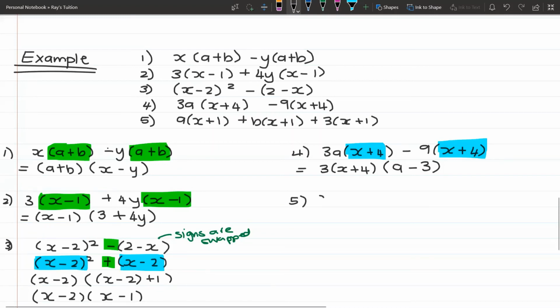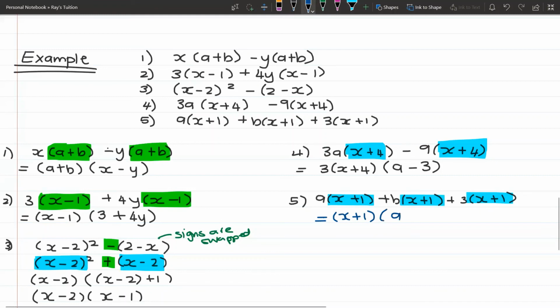Then the last one, we have a(x + 1) + b(x + 1) + 3(x + 1). So what we're going to do again is notice the common factor is (x + 1). We're going to take it out as a common factor. So we have (x + 1). The first term divided by (x + 1) is a. The second term divided by (x + 1) is b. And the third term divided by (x + 1) is 3. And that is our final form.